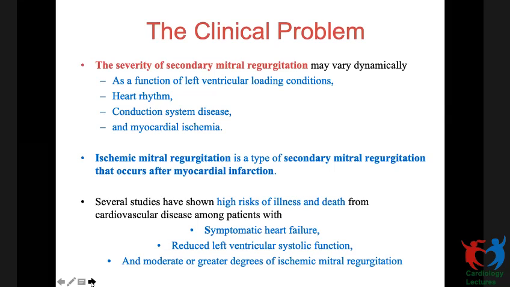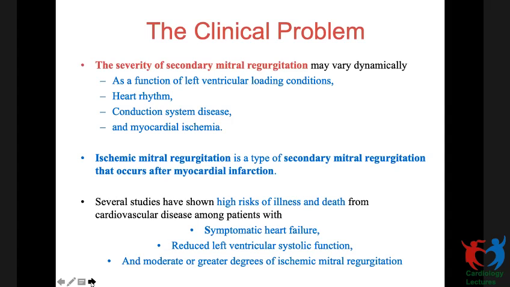Ischemic mitral regurgitation is a type of secondary mitral regurgitation that. So what are they as a function of the left ventricular loading condition and preload? Yes, sir. So heart rhythm, conduction, and myocardial ischemia. Heart rhythm and conduction mainly depend upon the rate. Yes, sir. Ischemia and rate. Yes, sir.